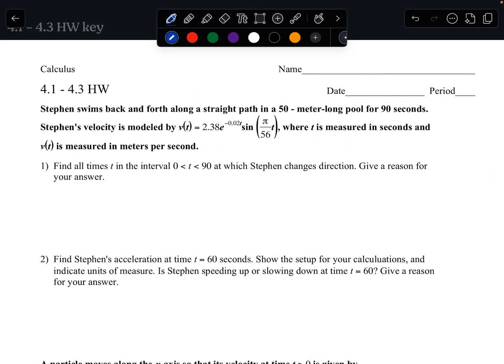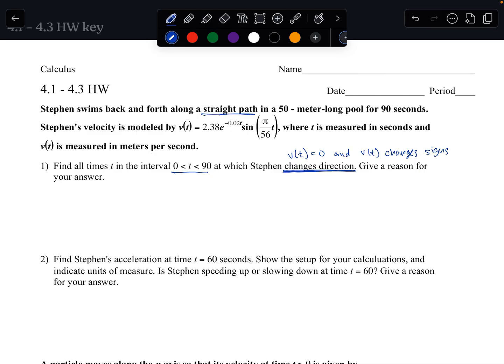So find all the times in this interval from 0 to 90 for which Stephen changes directions. On the AP exam, you have to be able to pick out the important phrases. So, changes directions. A particle will change direction along a straight path when the velocity is equal to 0. So pick out the phrases and identify what it means. Change directions means that v of t is equal to 0 and v of t changes signs. So it's kind of both. So v of t specifically, though, changes signs.